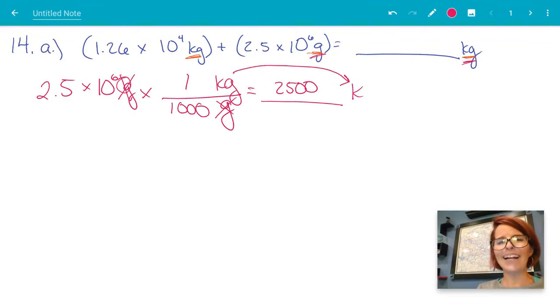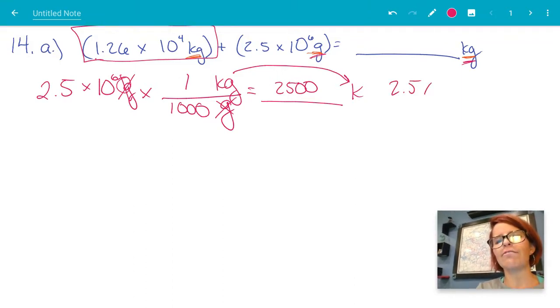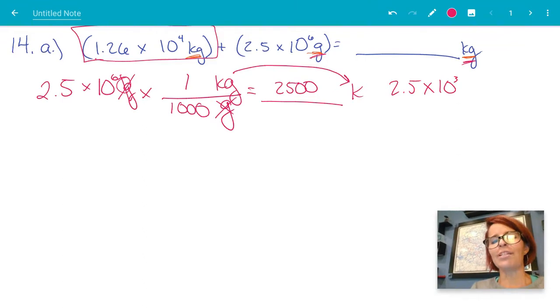Now, if I'm going to write that in scientific notation, I could write it 2.5 times 10 to the third. However, notice that your first amount in the parentheses is written times 10 to the fourth. So instead of writing this one as 2.5 times 10 to the third, I'm going to scoot that decimal over one more spot. So it's going to be 0.25 times 10 to the fourth. Now, because both the exponents are the same, I can actually do the math here.